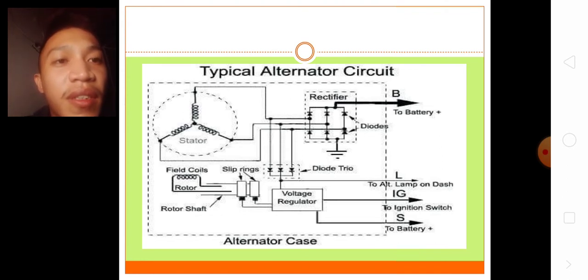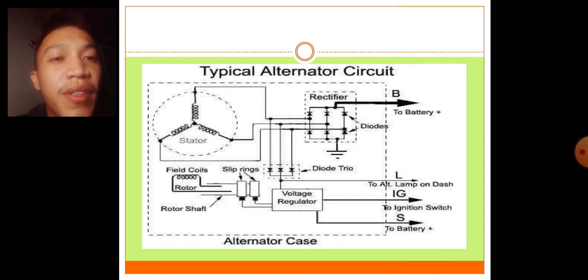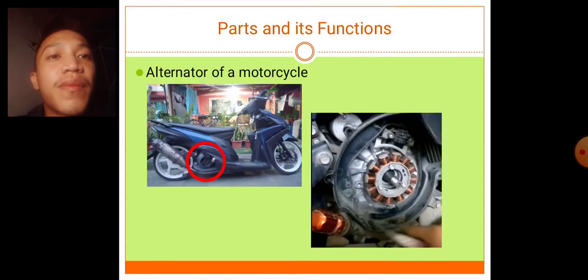The flow of the power generated goes through the ignition switch or to the battery, but once it goes there, it passes to the voltage regulator, which also came from the rectifier. I will discuss that later on the next slides, what's going on in each part of the alternator.